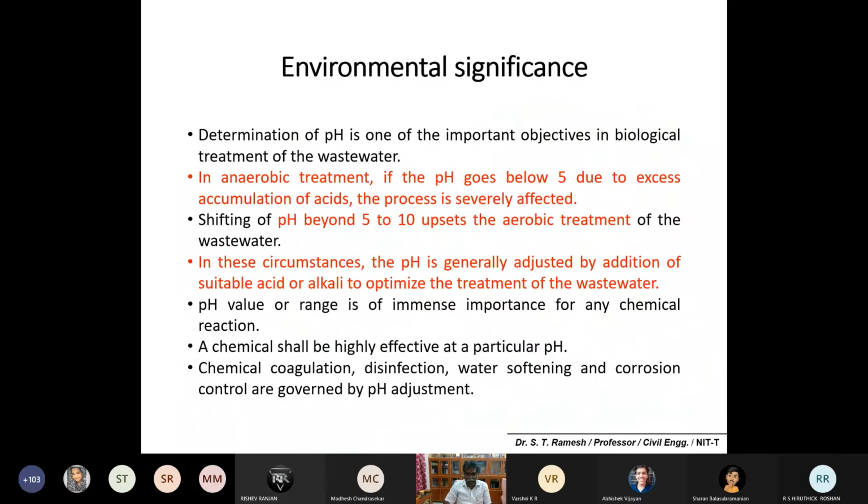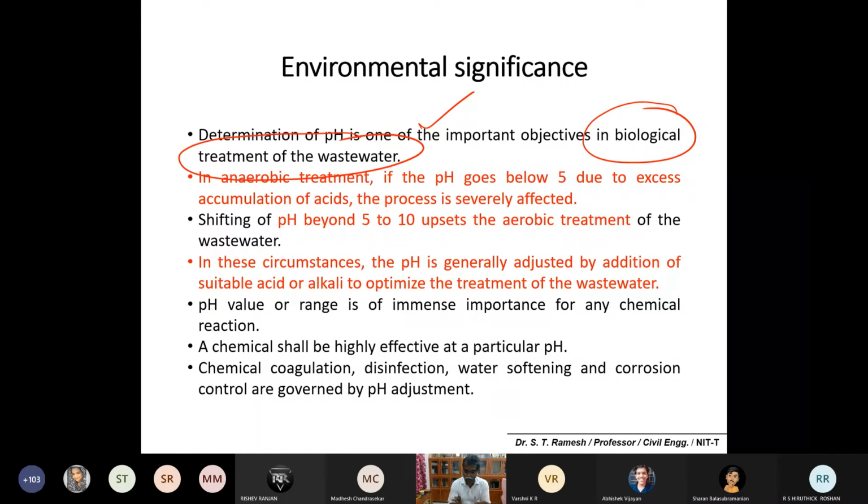Why is pH important? This is what you have to write in your experiment. Merely doing the experiment is not enough, but by understanding or looking into the value, you should be in a position to state the significance or importance. Determination of pH is one of the important objectives in the biological treatment of wastewater. Please make a note.